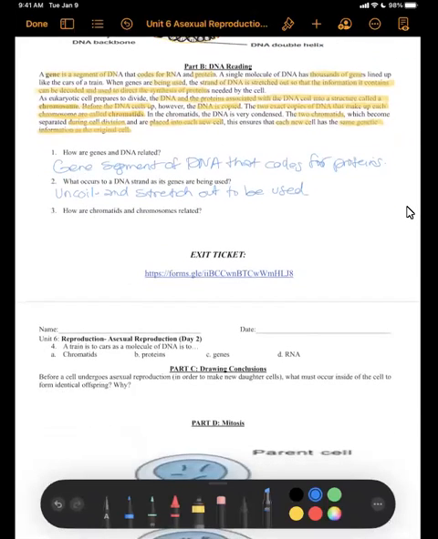So chromosomes are replicated chromatids. Okay, let me just kind of show you what that looks like. This is a chromatid. Let me do it in a different color because it's a lot of colors here. Let me bold up stuff. This is a chromatid, right? It contains a specific set of genes. Once it's replicated, right? There's two strands here.